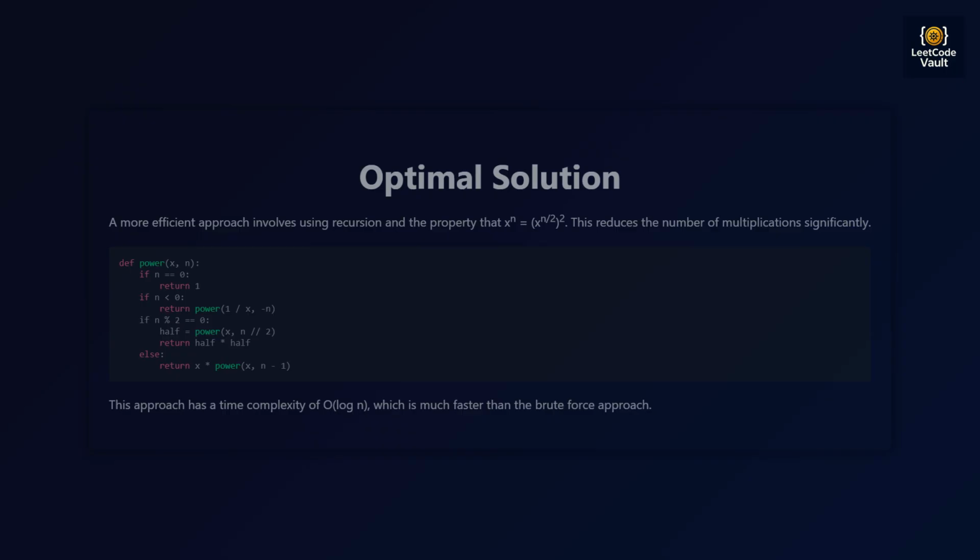Optimal solution. A more efficient approach involves a technique known as exponentiation by squaring. This reduces the number of multiplications significantly. The core idea is that x raised to the power of n is equal to x raised to the power of n divided by 2, squared, if n is even. And if n is odd, it's x multiplied by x raised to the power of (n minus 1) divided by 2, squared. We recursively break down the problem into smaller subproblems until we reach the base case.